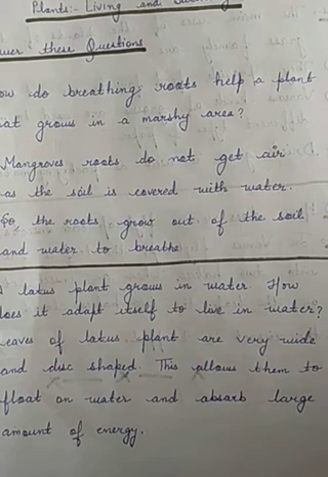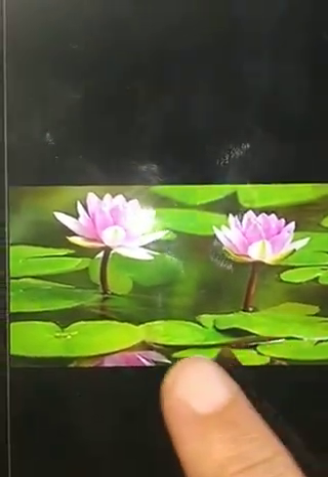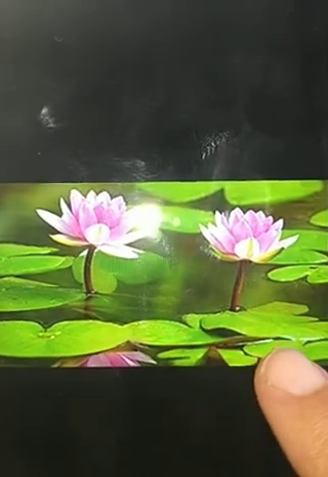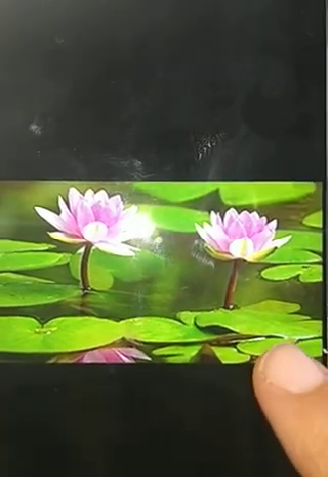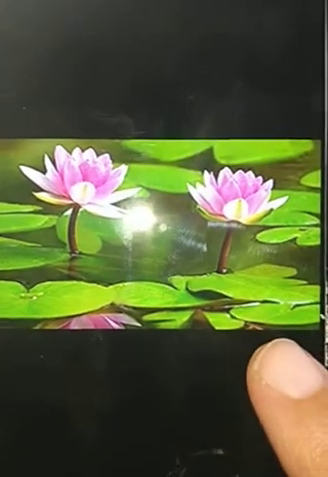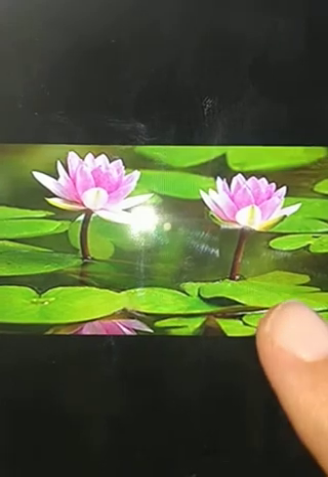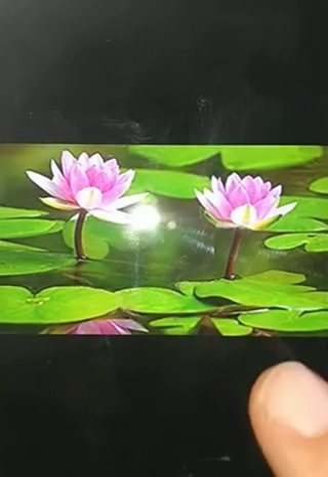This is the diagram of the lotus plant, and you can see they have very broad and disc shaped leaves. These leaves float on water, they help in floating properly, and they also trap sunlight to prepare their food and help the plant to grow.